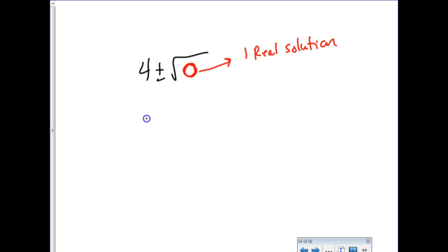But if that same situation occurs, but this time underneath the radical you have some positive number, okay? I don't care if it's a pretty number or an ugly number, like square root of 6 or the square root of 121. Either way, you're going to get 4 plus something and 4 minus something. You just got 2 real answers.